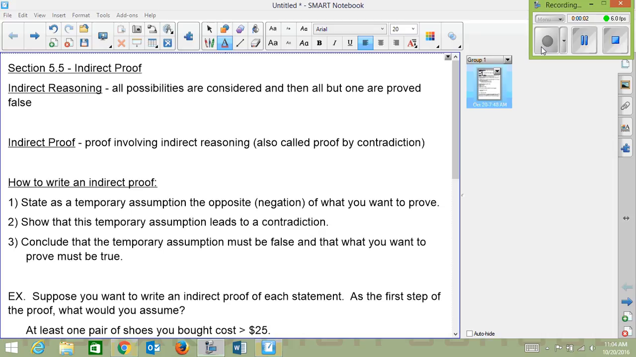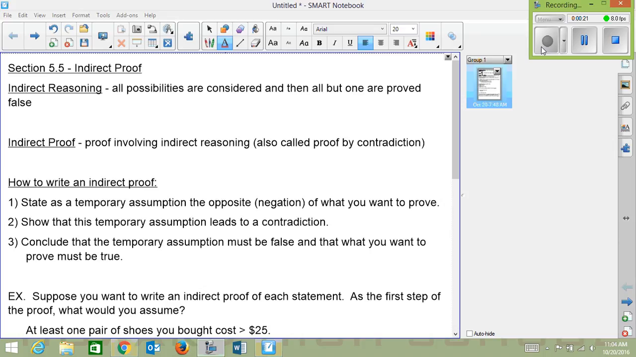Hello and welcome to section 5.5, which is on indirect proofs. So indirect reasoning is when all possibilities have to be considered and then all but one are proved false. An indirect proof is a proof involving indirect reasoning. It's also called proof by contradiction.